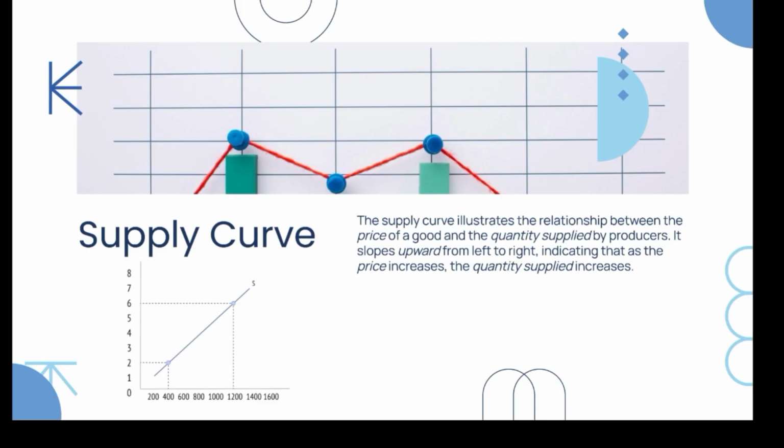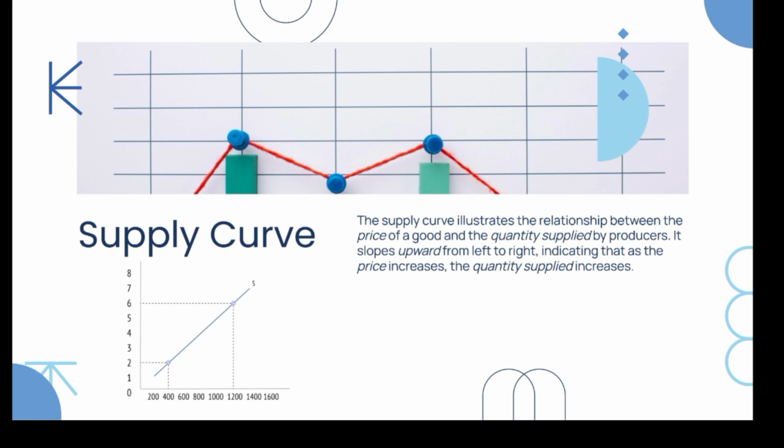Next one is the supply curve. The supply curve illustrates the relationship between the price of a good and the quantity supplied by producers. It slopes upward from left to right, indicating that as the price increases, the quantity supplied increases. Here, the quantity is supplied by producers, so we should understand the psyche of the producer.